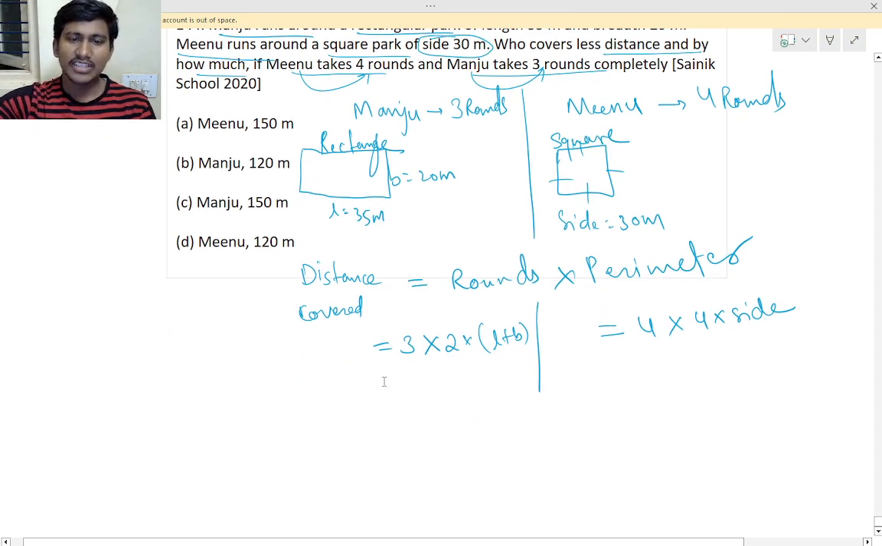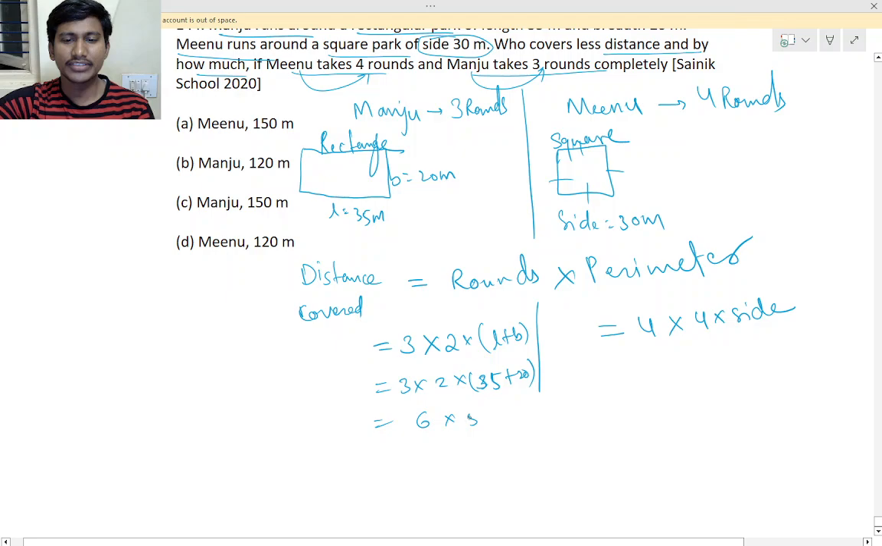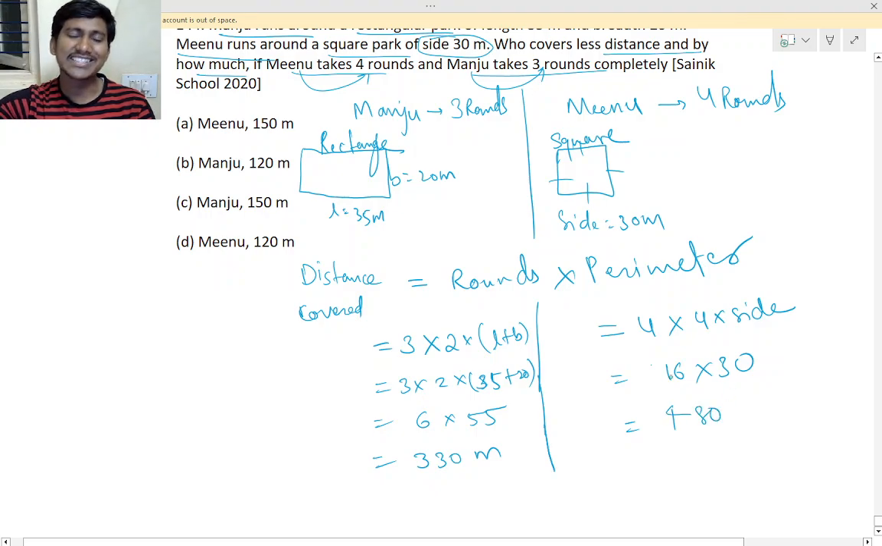So 3 into 2 into 35 plus 20. 3 twos are 6, into 55, which is 330 meter. For Meenu, 4 fours are 16, into the side 30. 16 threes are 48, so 480 meter.